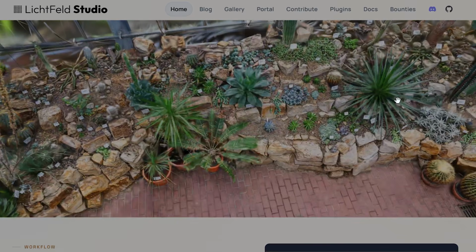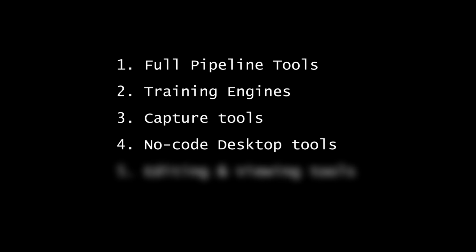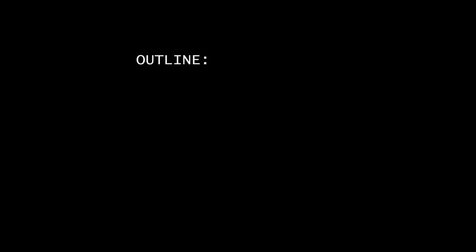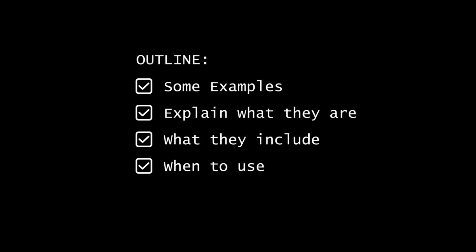Let's get started. So at the time of this video, we have 5 categories of tools. We have full pipeline tools, which are all-in-one environments. We have training engines. We have capture tools, no-code desktop tools, and editing and viewing tools. Now let's get into each one of them. I will give you some examples and explain what they are, what they actually include, and when to use them. First of all, full pipeline tools.